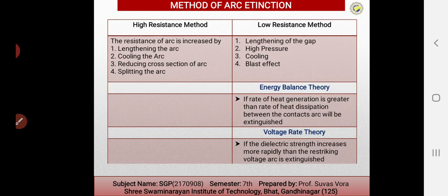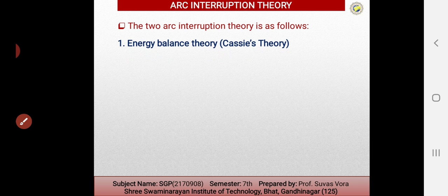So there are two arc interruption theories. The first one is the energy balance theory, which is called the Cassie theory, and the second one is the recovery rate theory, which is called the Slepian theory. So, the energy balance theory.